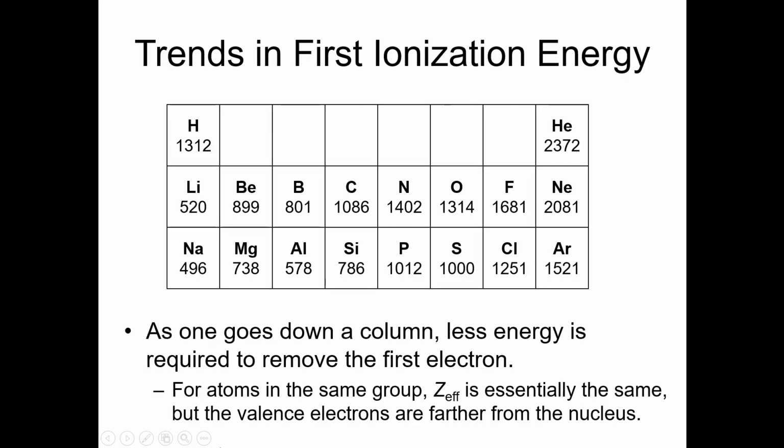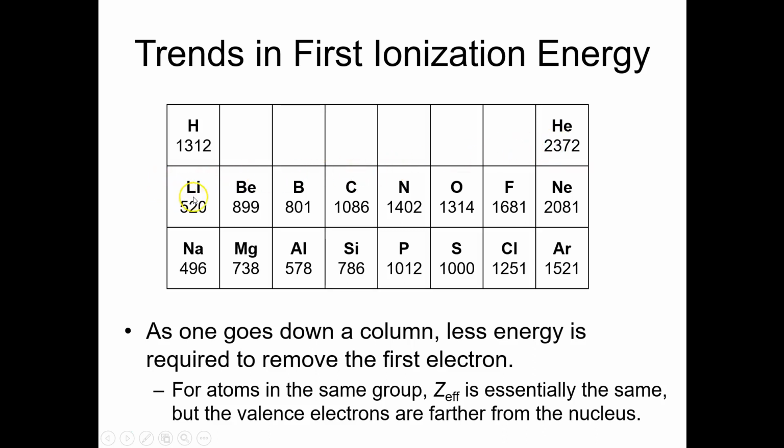Well, I've listed the trends in first ionization energy here. I've given the first ionization energies for the first 18 elements of the periodic table. And this is all based on effective nuclear charge. As you go from left to right across a period, effective nuclear charge increases, and therefore the ionization energy increases because those electrons are closer to the nucleus. They're therefore more difficult to strip off. They're being more tightly held.